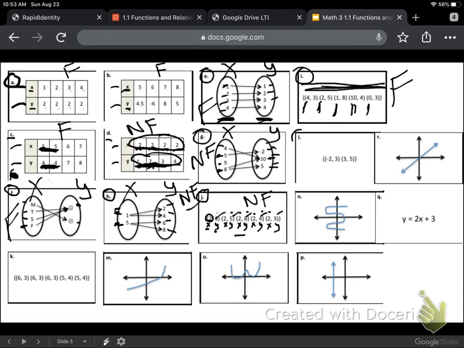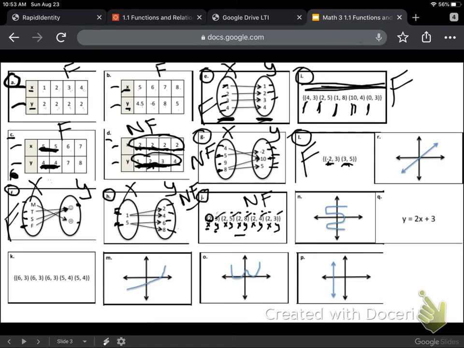Okay? Same thing. I'm looking at the -2 and the 3. Those are my x's. I need to make sure they go to one y. Well, the -2 goes to a 3. The 3 goes to a 5. Each of the x's went to one y. The -2 went to a 3. The 3 went to a 5. That is a function.